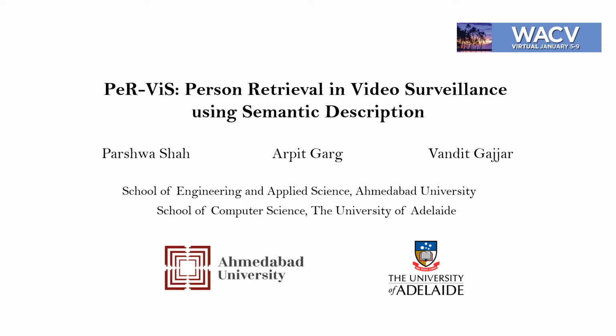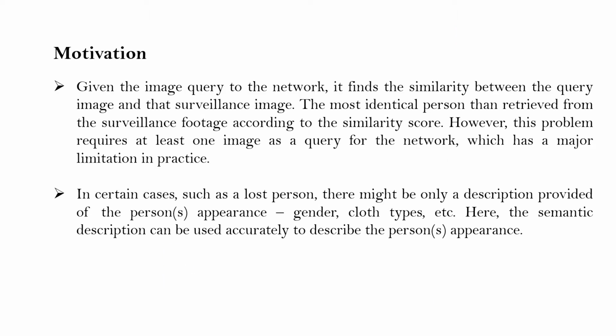Today I am going to present our work Per-Vis, Person Retrieval in Video Surveillance using Semantic Description. The main motivation behind our work is in the person re-identification or person search problem. The network takes an image query as input and finds the similarity between the query image and the source surveillance frame, and based on that the correct person will be retrieved, which has a major limitation in practice as the network requires a query image.